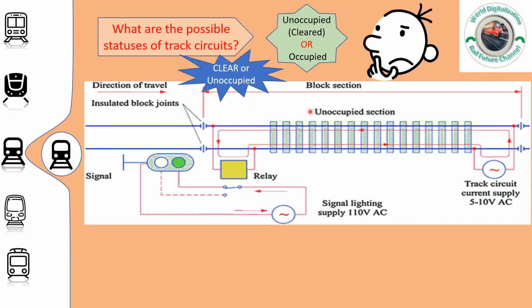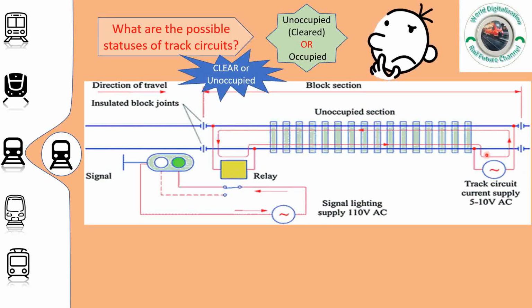As illustrated here in the picture, we have the main components of the track circuit: current supply, relay, the rail itself, and the insulated block joints. For sure we have a signal that gives us the indication to the train.